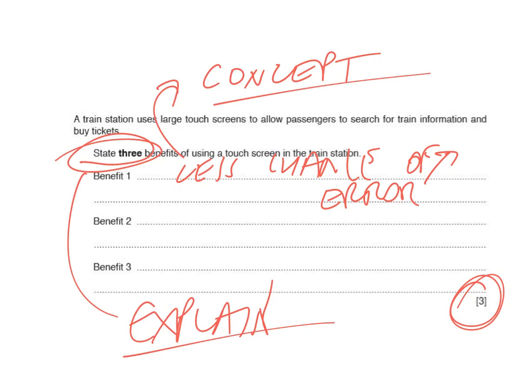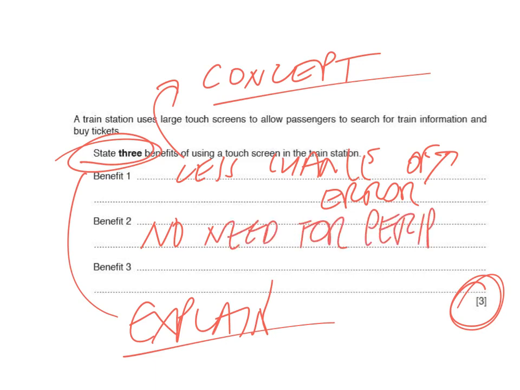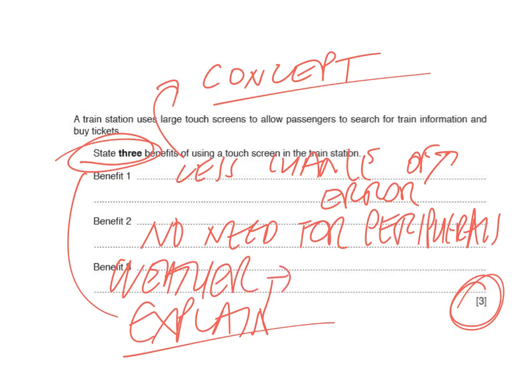You could have no need for peripherals, so that would help make it less expensive, less likely to be broken by problematic users. What else we got? Touchscreen, I guess, like weather might not impact it as much if it was like a keyboard that was lying out.